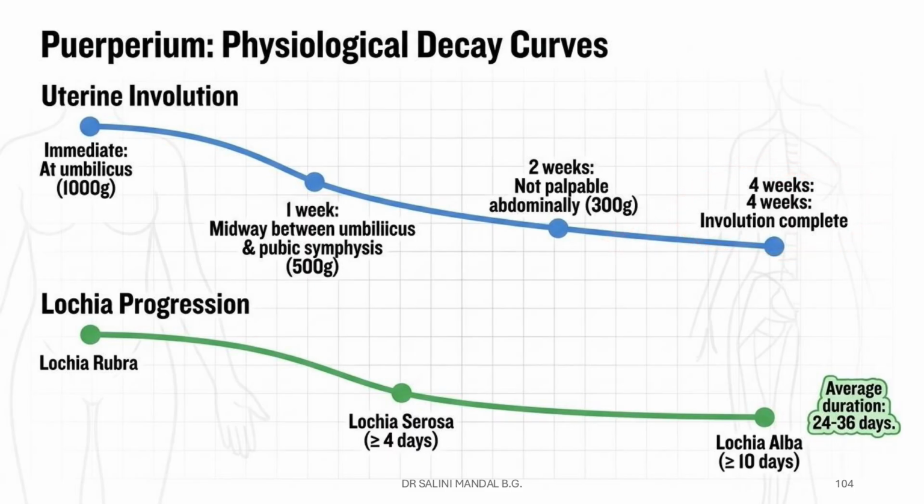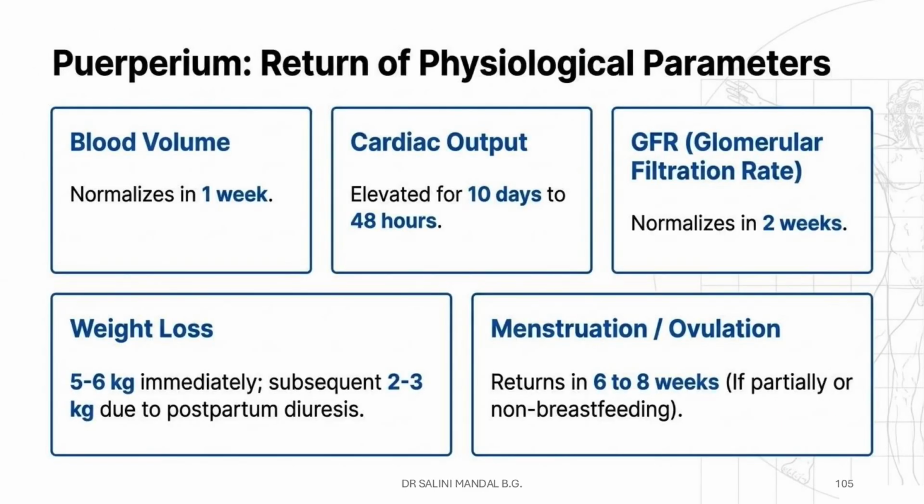Coming to lochia, we have lochia rubra, lochia serosa, and lochia alba. Lochia rubra, then lochia serosa is around 4 to 9 days. Then we have 10 to 15 days around, that is lochia alba. But if you see Williams, there is an average of 24 to 36 days it can go. That is lochia. Then blood volume normalizes by the first week. Cardiac output is elevated for 10 days to 48 hours. GFR normalizes in 2 weeks. Menstruation returns by 6 to 8 weeks if breastfeeding is partial or not complete.